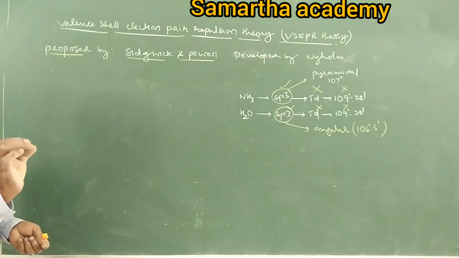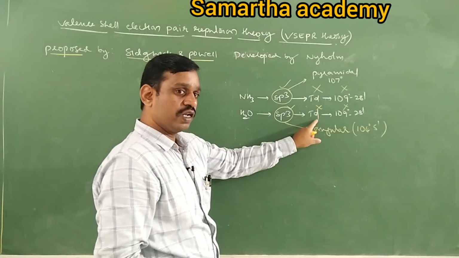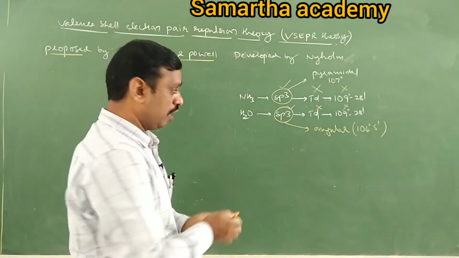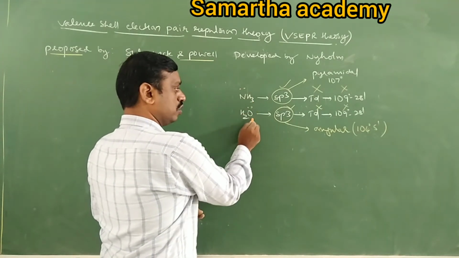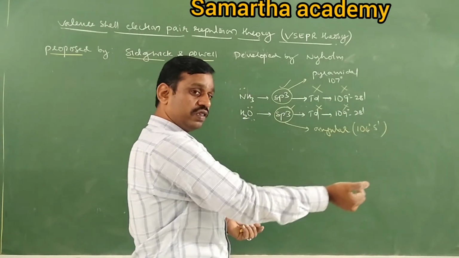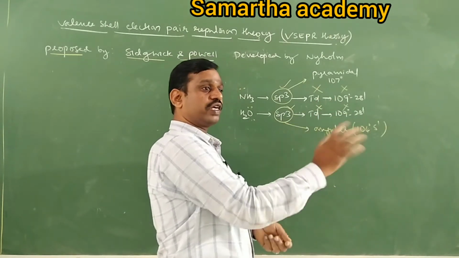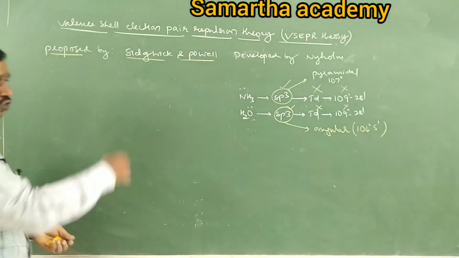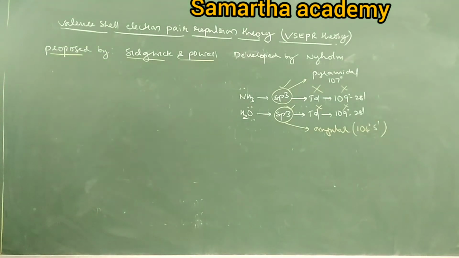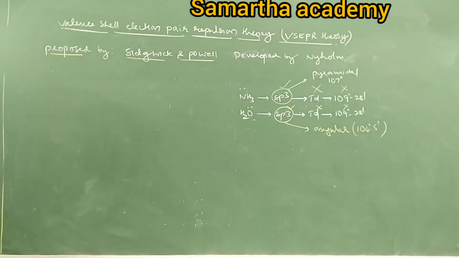So VSEPR theory explains the bond angles and geometries of molecules which have lone pairs. Ammonia has one lone pair and water has two lone pairs. For molecules whose central atom has one or more lone pairs, the geometries as well as bond angles deviate from VBT. So it was rectified by the later VSEPR theory, which was given by Sidgwick and Powell. Okay, now write the postulates of VSEPR theory.